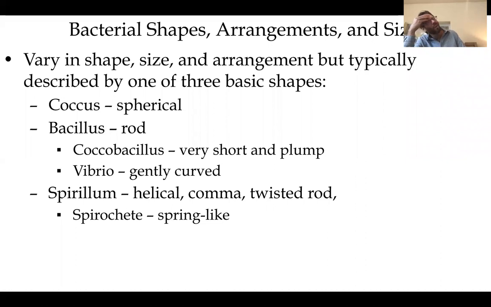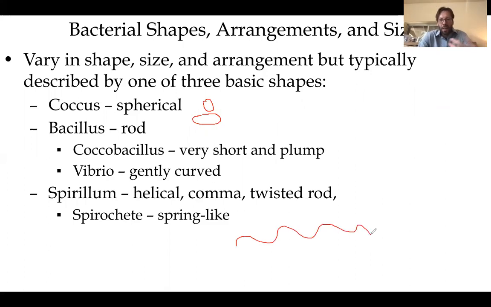All right, now we are going to shift gears and talk about the shape and arrangement and to some degree size of bacteria, okay? There are three major shapes. There's coccus, which is like a ball, spherical shaped bacterial cells. There's bacillus, which is a rod, okay? And then there is spirillum, okay? So coccus is going to be like this. Bacillus is going to be more elongated like that. And then spirillum is like that, okay?